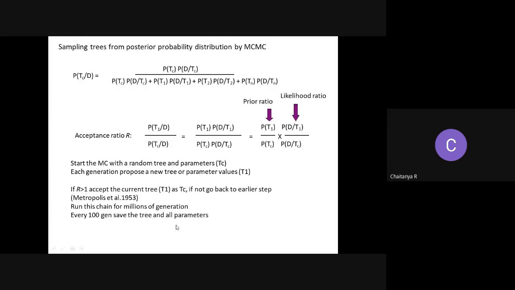So similarly, we keep making these perturbations and we keep moving towards higher values of posterior probability, and we run this chain for millions of generations, and eventually we hope that we will reach that stationary distribution that we were talking about, and we will get the right bunch of trees that all have the highest posterior probabilities. Okay, moving on.